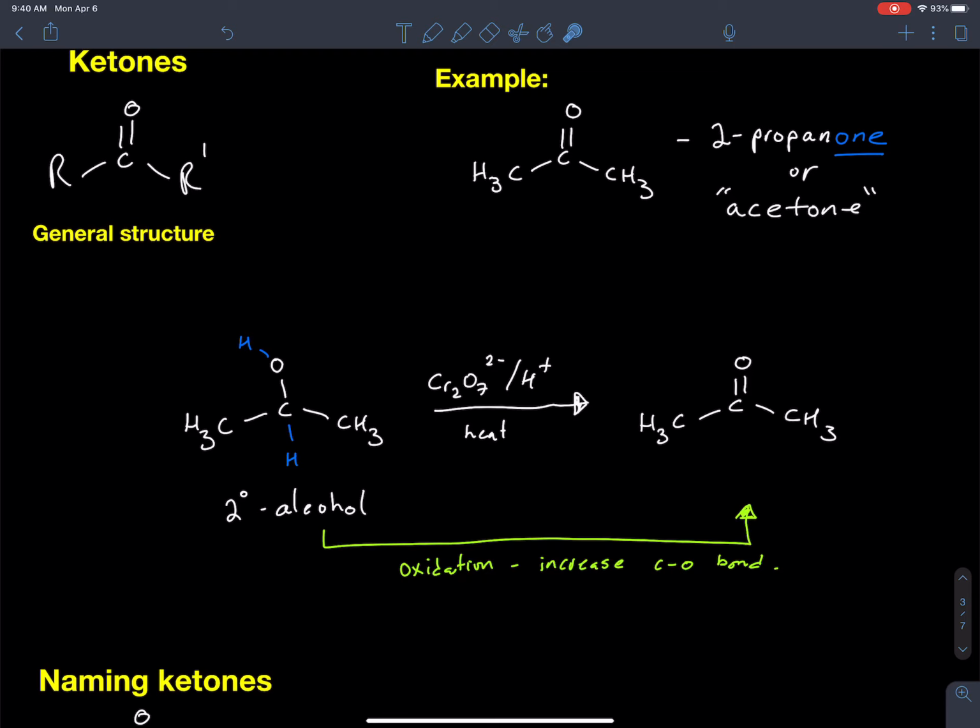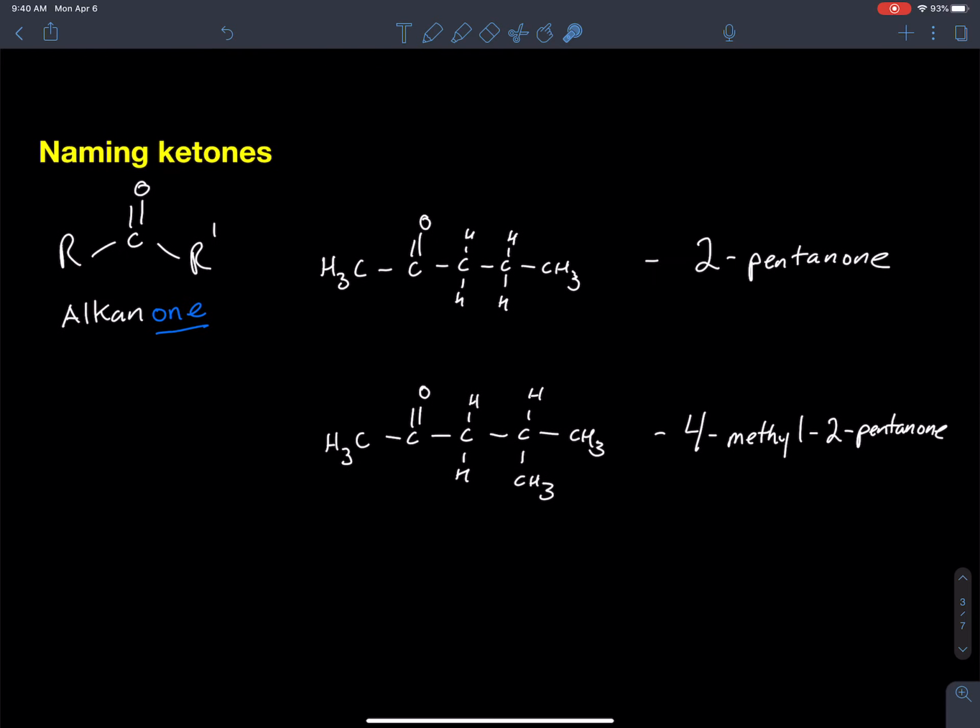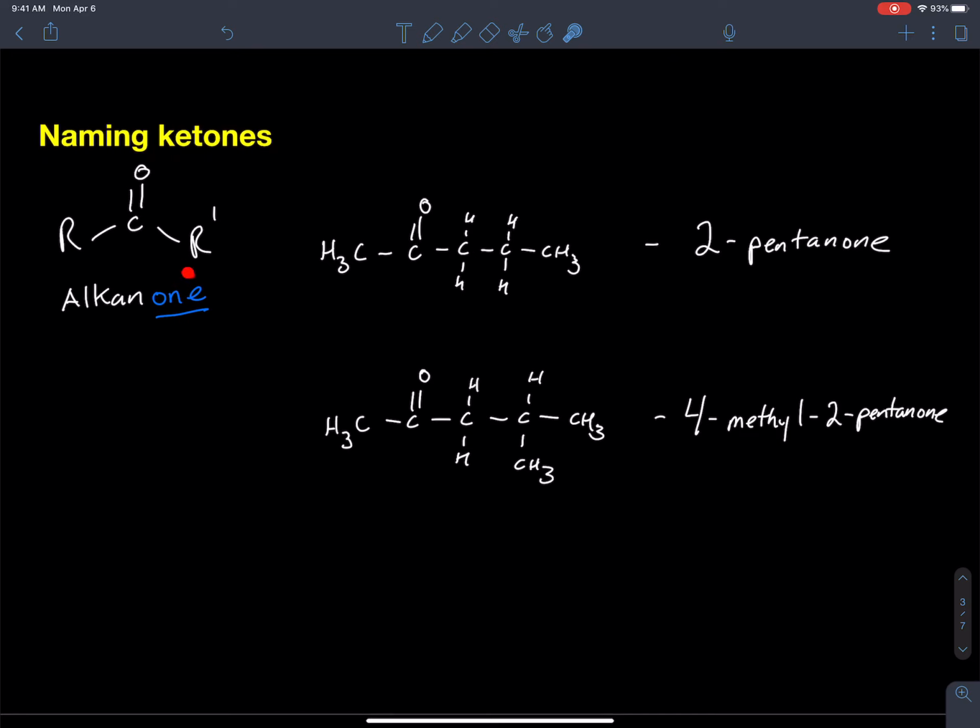That's acetone. Okay, and how do we name ketones? The ketones are named by adding an "-one" to the end of the parent carbon chain. So for example, here I have 1, 2, 3, 4, 5, but I should start numbering to keep that lowest. 1, 2, 3, 4, 5. That would mean that this is 2-pentanone. 2 because the ketone is on carbon number 2.